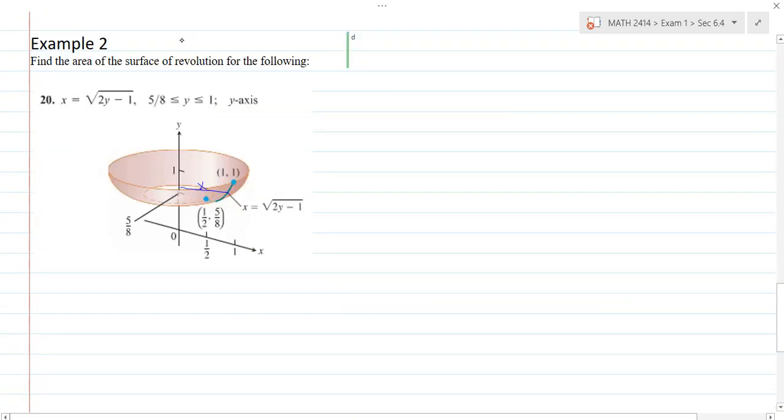So in example 2, we're asked to find the area of the surface of revolution for the following curve. And I give you a picture. It's not necessary to draw the picture for these all the time, but it does help occasionally.